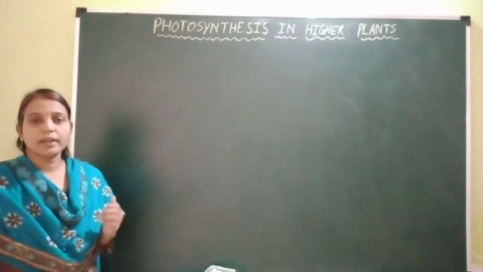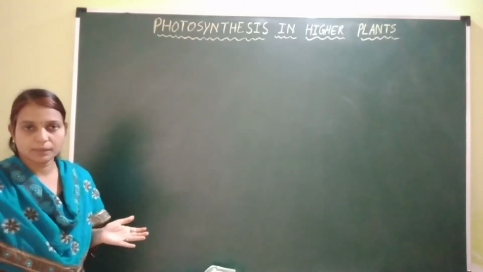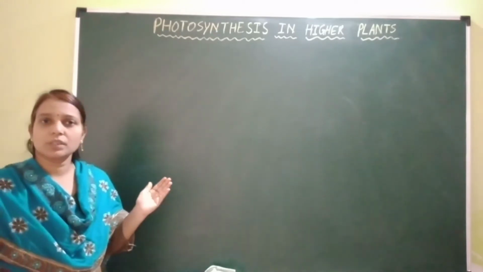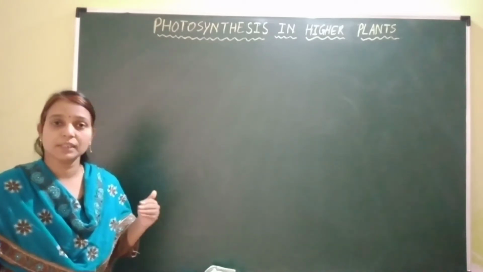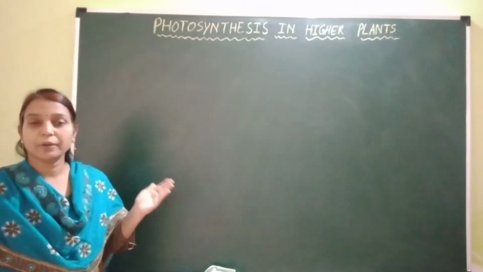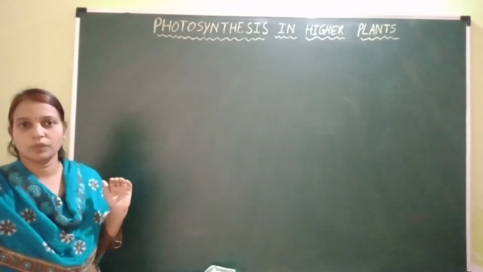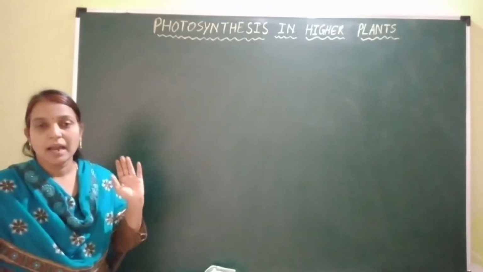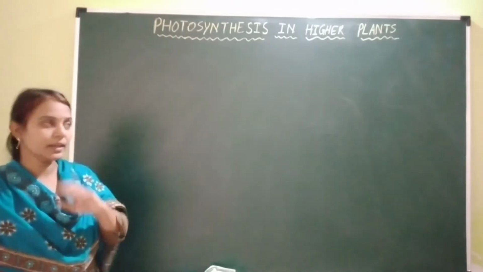Hello students, today I am going to start with a new chapter, that is photosynthesis in higher plants. We can define photosynthesis in simple terms as the process by which food is synthesized in green plants by utilization of carbon dioxide and water in the presence of sunlight and chlorophyll. That is photosynthesis, and it can be defined technically with the help of an equation.